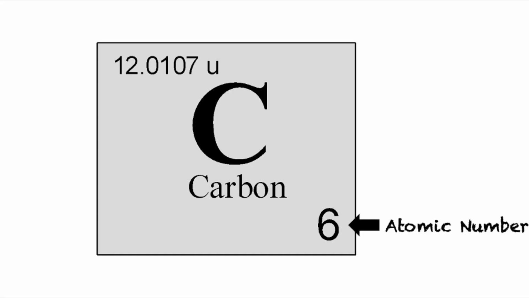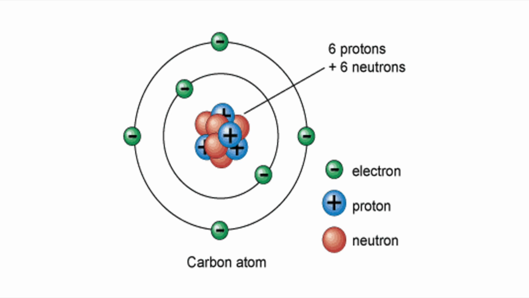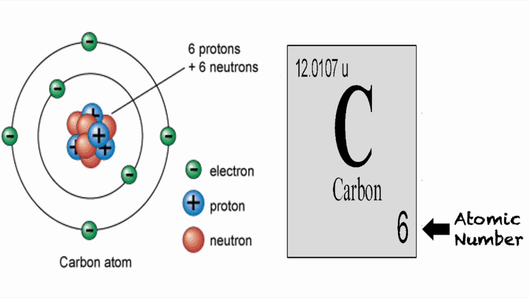The atomic number tells us the number of protons in the nucleus of an atom. Atoms of any element have a fixed number of protons. In fact, knowing the number of protons helps us identify the atom. For example, carbon has 6 protons, so its atomic number is 6.